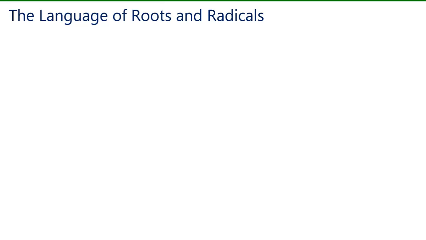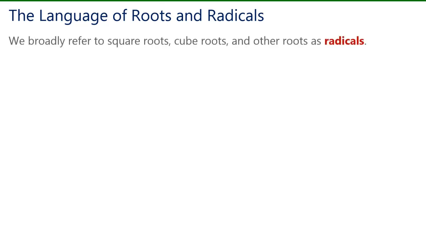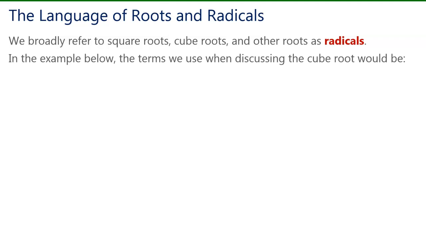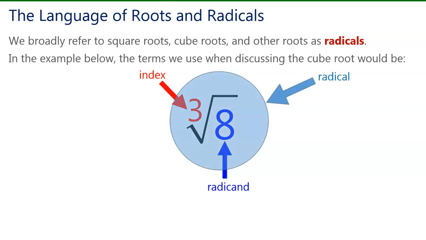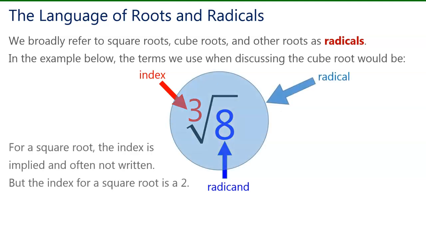Now we discuss the language of roots and radicals. We broadly refer to square roots, cube roots, and other roots as radicals. In the example below, the terms we use when discussing the cube root of 8 would be as follows. The 3 is the index. The 8 is the radicand. Altogether, it's considered a radical. For a square root, the index is implied and often not written. But the index for a square root is a 2.